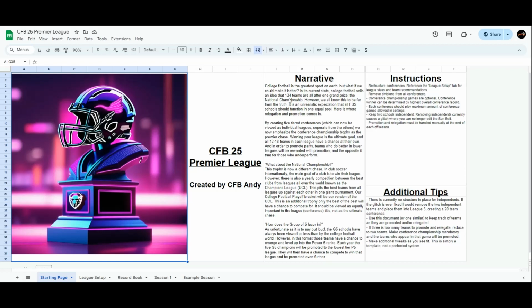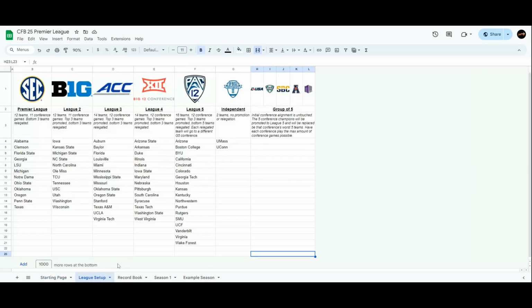On this first page, you'll be able to see a little narrative that I've created talking about the ins and outs of why I chose to create this promotion and relegation system. You'll also see the initial setup instructions as well as additional tips on how to get everything running smoothly. I want to go ahead and jump straight to the league setup tab. Here we can see that I've taken the Power 5 conferences and made them into 5 separate leagues.